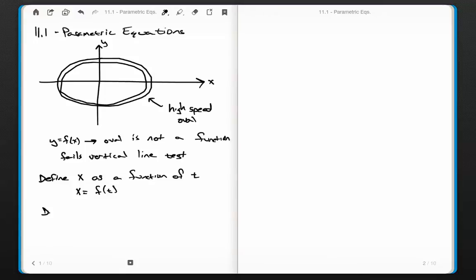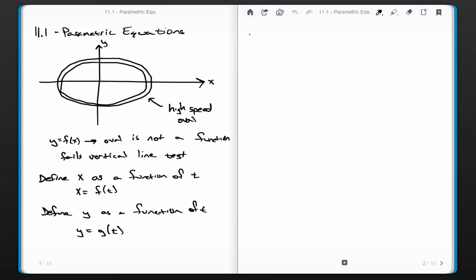So we're also going to define y as a function of t. So I'm going to say that y equals g of t. Okay. So now the position of the car on the high-speed oval. And I used to be a big racing fan, and I was a fan of actually Indy cars and Formula One cars, more than the stock cars. But anyway, the oval is a lot easier to map mathematically than a Grand Prix circuit. So the high-speed oval it is.